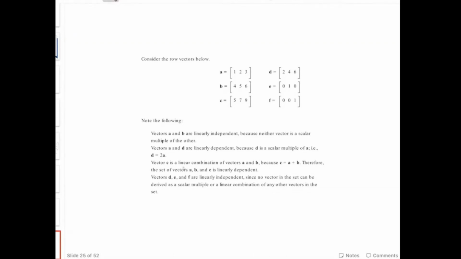Vector C is a linear combination of vectors A and B, and therefore the set of vectors A, B, and C are linearly dependent. And vectors D, E, and F are linearly independent, since no vector in the set can be derived as a scalar multiple or a linear combination of any other vectors.